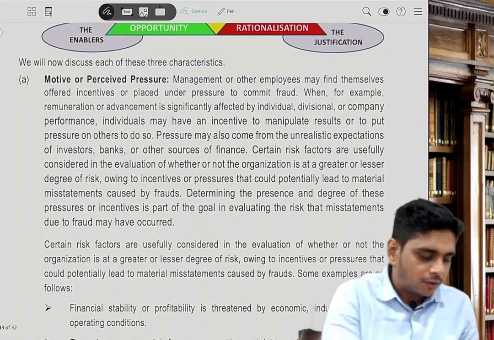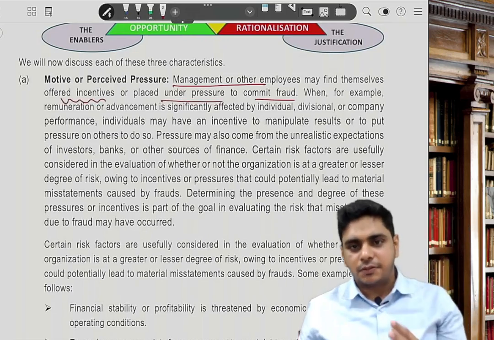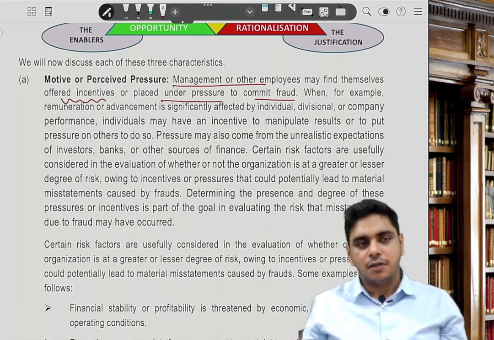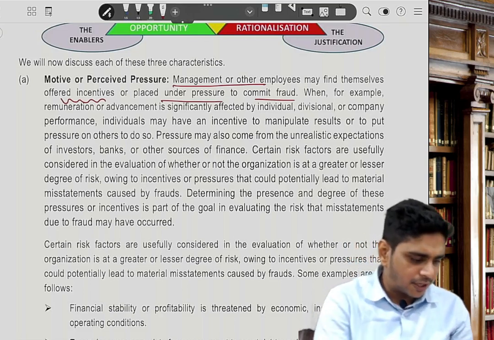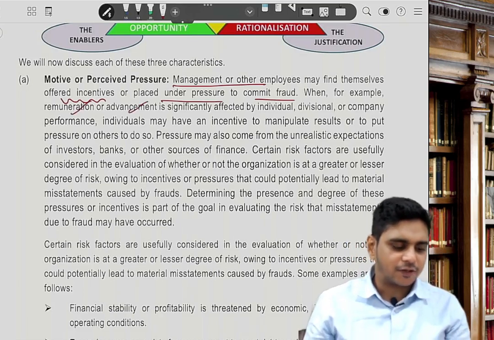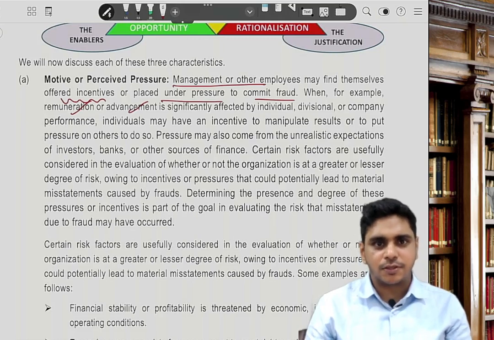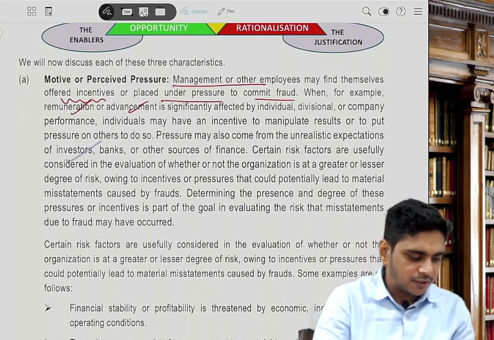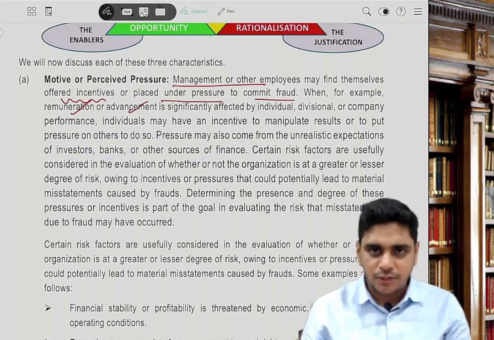Management or other employees may find themselves offered incentives or placed under pressure to commit fraud. You do this transaction, I'll give you 10%. You pass this bill, I'll give you 5% kickback. For example, extra remuneration or advancement is significantly affected by individual, divisional, or company performance. Individuals may have an incentive to manipulate the result. Pressure may come from investors, bankers, other sources of finance, so employees will try to do the fraud.